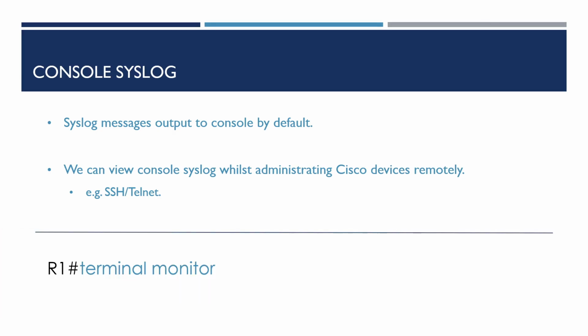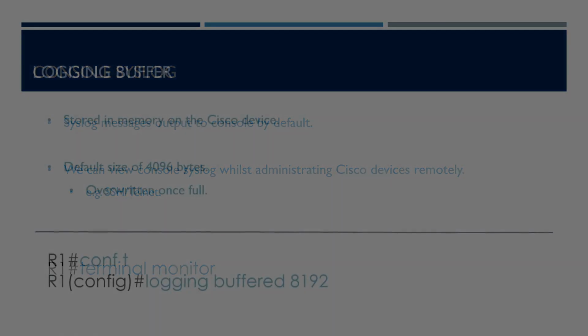If we're not consoled onto our device, but instead remoting on using SSH or Telnet, we won't be able to see the Syslog output by default, as we're not directly connected to our device. As such, to see the Syslog output when connected remotely, we need to run the command terminal monitor. Please note, however, that this will need to be run every time a new remote session is opened with the device to see the Syslog output.